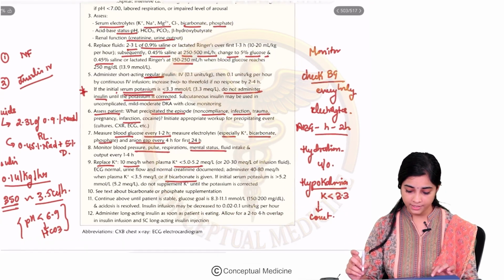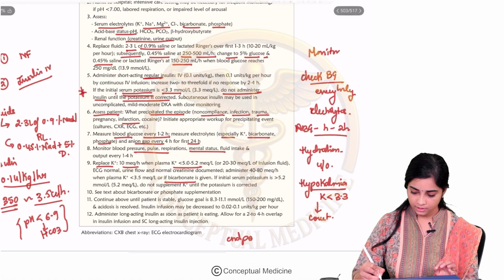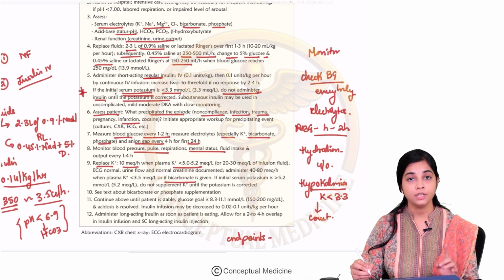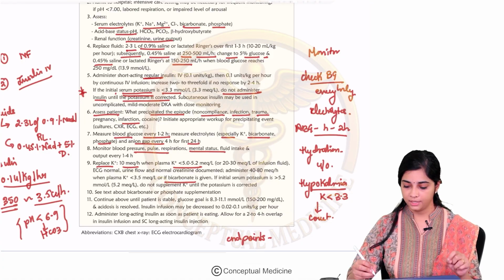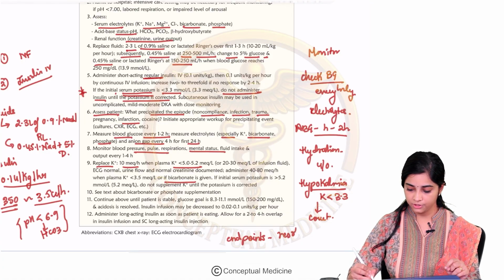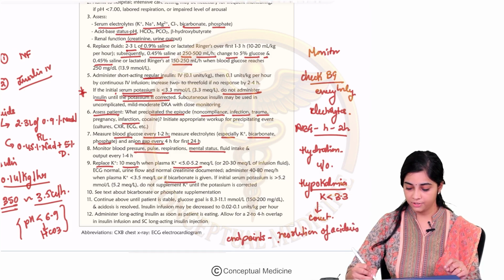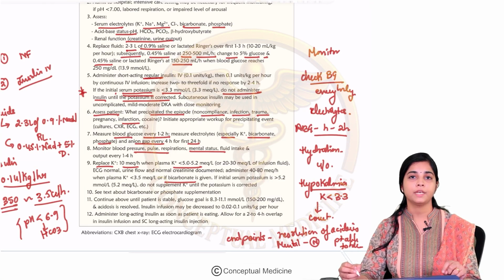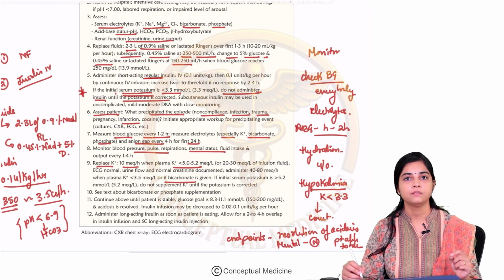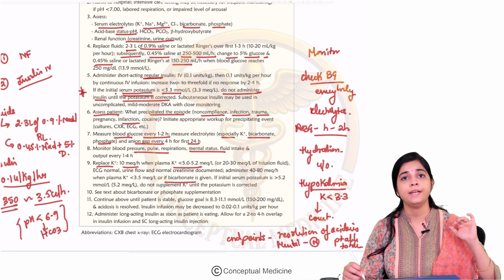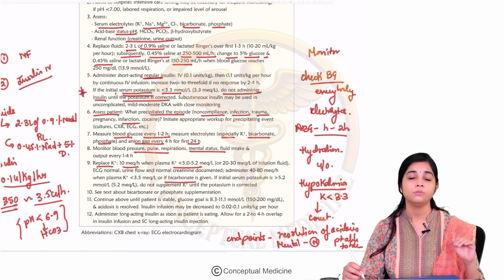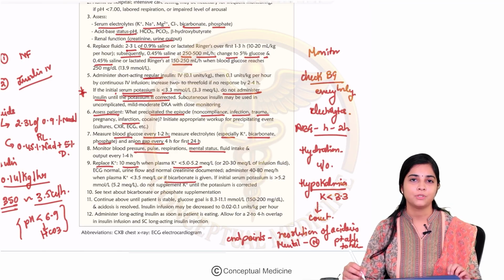What are your endpoints in the management of DKA? The endpoint is not only normalization of sugars, it is resolution of acidosis. The patient's mental status is normal and the patient is able to take food. That is when you convert your IV insulin into subcutaneous insulin. That will be the endpoint in the management of DKA.